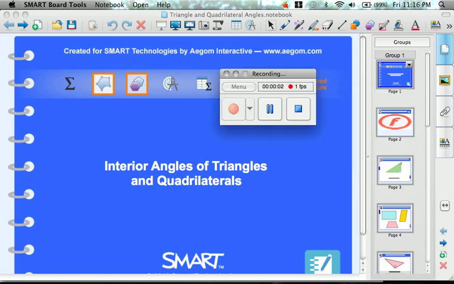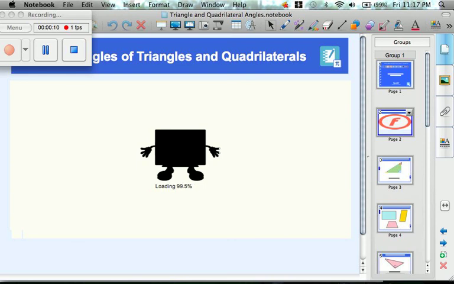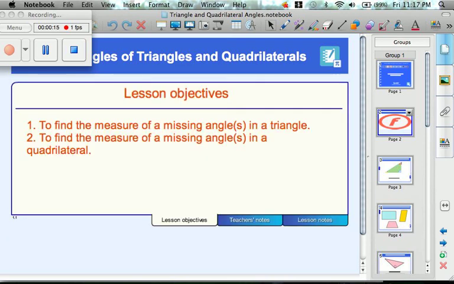Hello, my name is Quinton Jones, and today we will be working on the interior angles of triangles and quadrilaterals. By the end of the lesson today, you will know how to find the missing measurement of a triangle, as well as the missing angle in a quadrilateral.